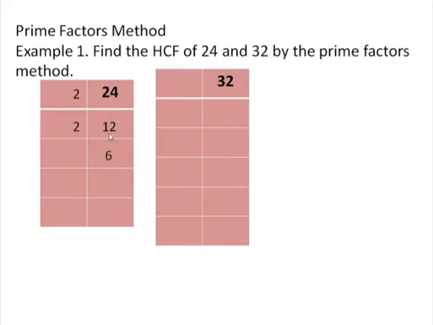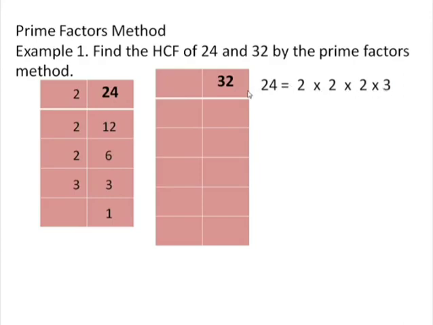2 6s are 12. Again 6 is an even number. So 2 will be the prime factor. 2 3s are 6. 3 is a prime number. So we will take 3 1s are 3. Therefore, the prime factors of 24 are 2 multiplied by 2 multiplied by 2 multiplied by 3. Now, we will write it in product form. 24 equals 2 multiplied by 2 multiplied by 2 multiplied by 3.